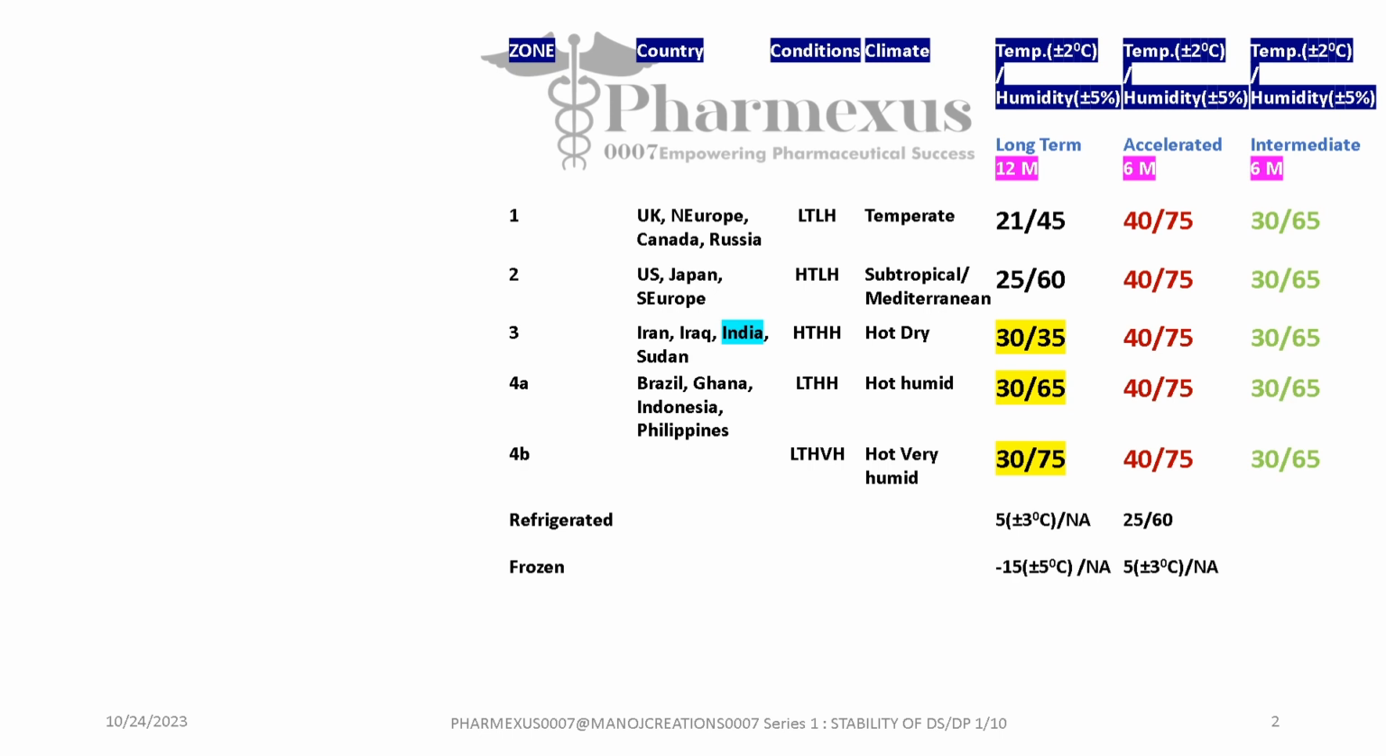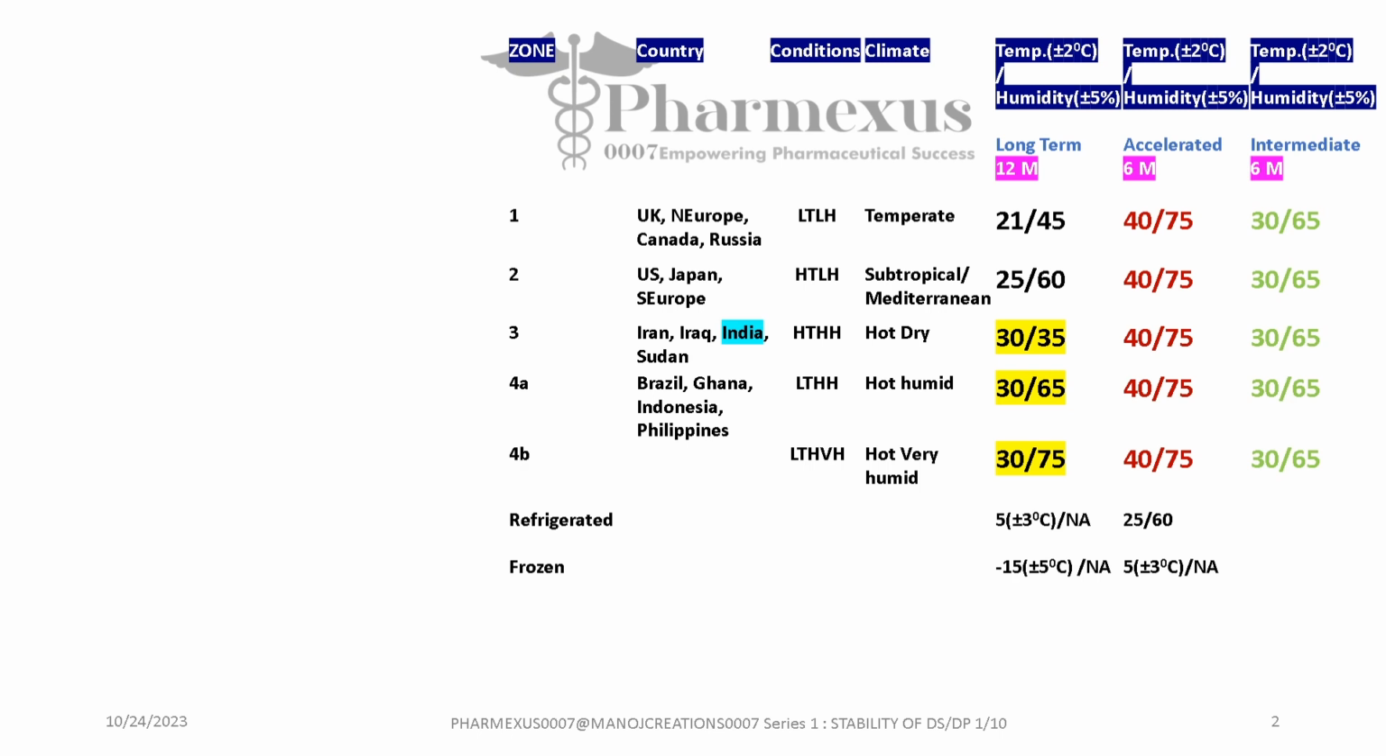Now considering zone 1, it will have 21 degrees centigrade and 45% RH. Here to summarize, the temperature will have a limit of plus or minus 2 degrees, that is for zone 1 it is 21 plus or minus 2 degrees centigrade temperature and 45 plus or minus 5% RH, that is the limit of plus or minus 5% RH of the respective climatic conditions.